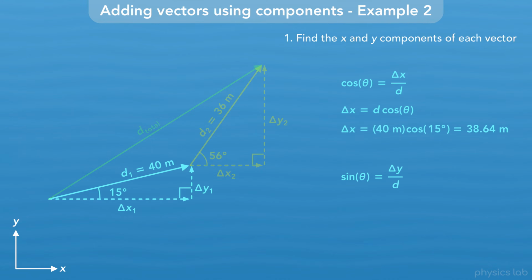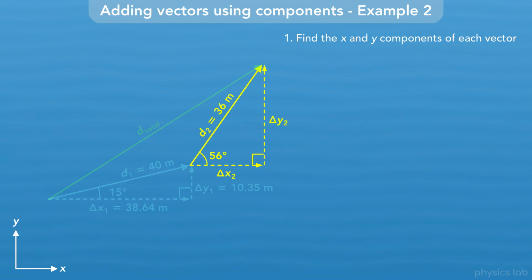Delta x is adjacent to the 15-degree angle, so delta x equals d times the cosine of theta. We plug in 40 meters for d and 15 degrees for theta, and we get 38.64 meters for delta x. Delta y is opposite from the 15-degree angle, so delta y is d times the sine of theta. Again, we plug in 40 meters for d and 15 degrees for theta, and we get delta y is 10.35 meters. So those are the x and y components of the first vector, d1.